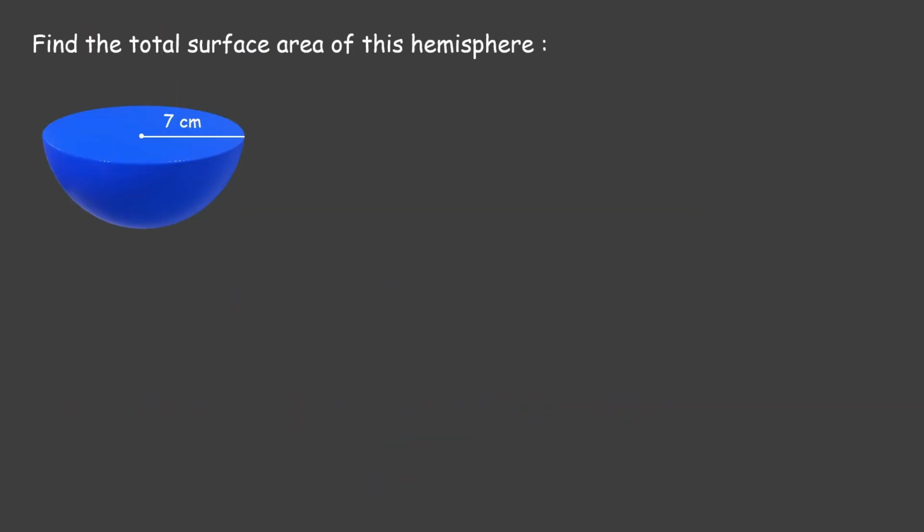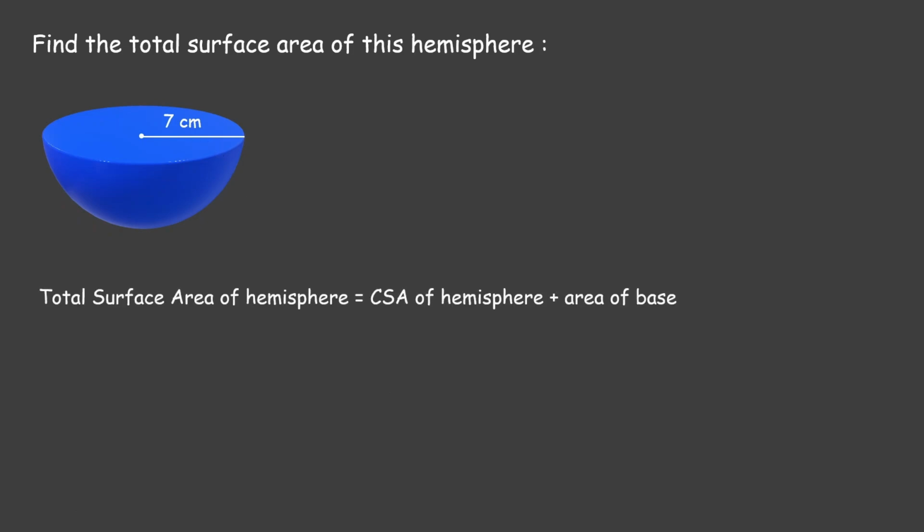Let us look at one example. We need to find the total surface area of this given hemisphere. The radius which is given to us is 7 centimeters. Now we know that total surface area is given by curved surface area plus area of base. CSA is 2 pi r square, area of base is pi r square. So the TSA is 3 pi r square. Let's put in the values.